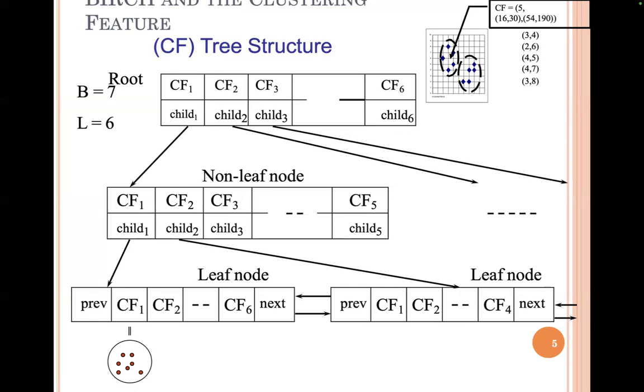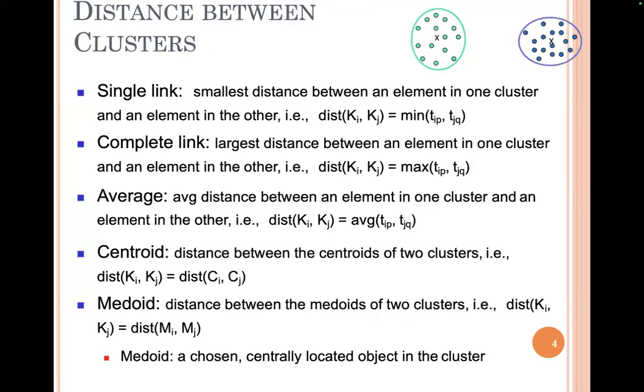And non-leaf node means it can generate a child. Once a child is generated, it may be either on the left side or right side. But in case of a leaf node, it is just linking with the other leaf nodes. It is not growing further below.